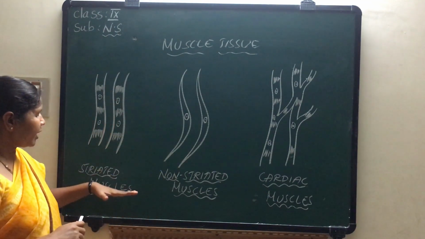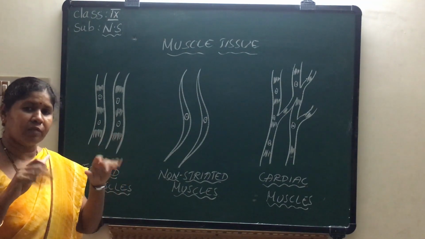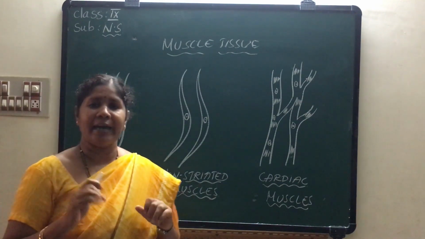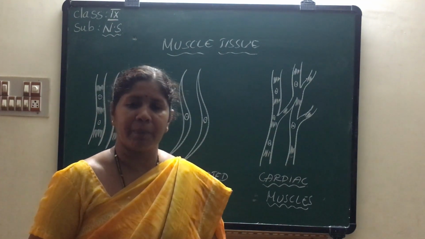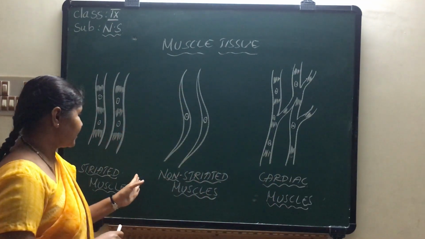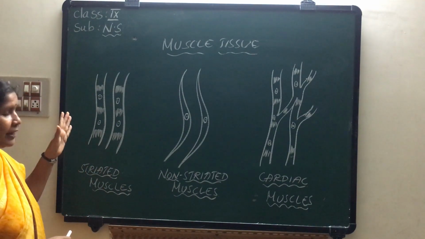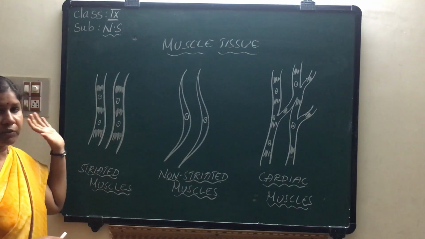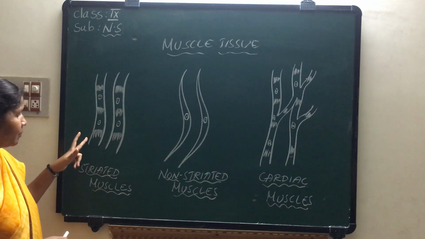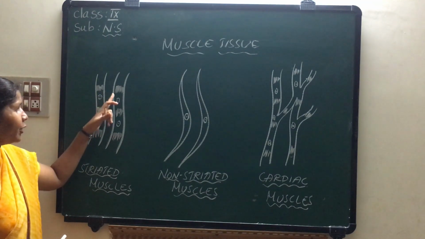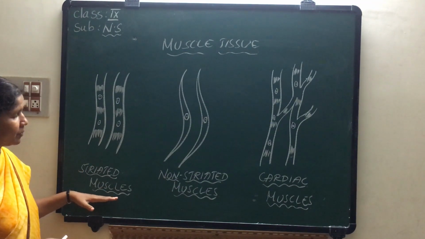What is the main function of striated muscles? They help in the movement of our limbs. Limbs means your hands and legs. We are able to move our hands and legs only because of striated muscles. What is the shape of striated muscles? They are long, cylindrical, without any branching. You can find only straight, long muscles, and they have many nuclei. That is a striated muscle.